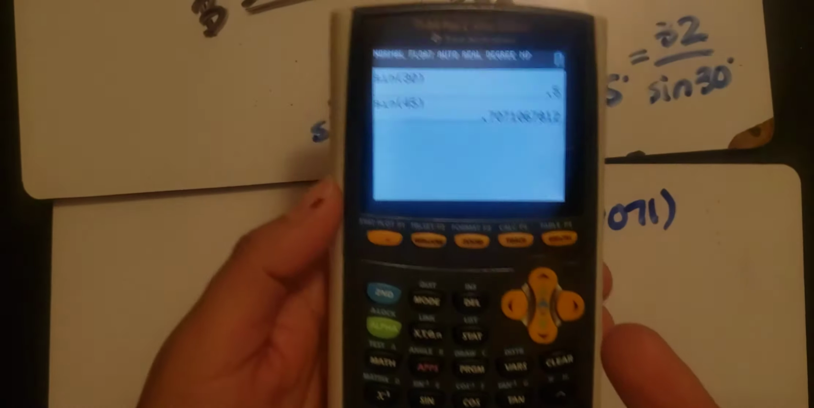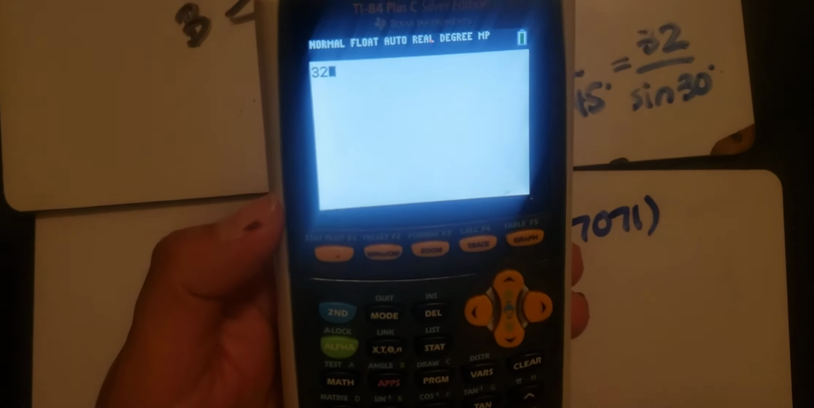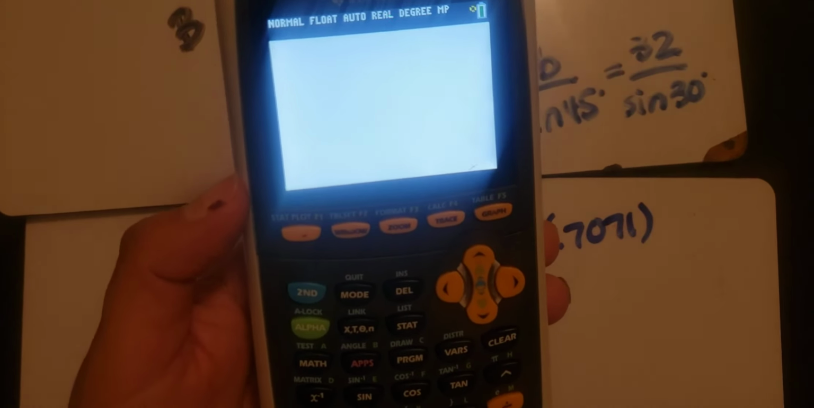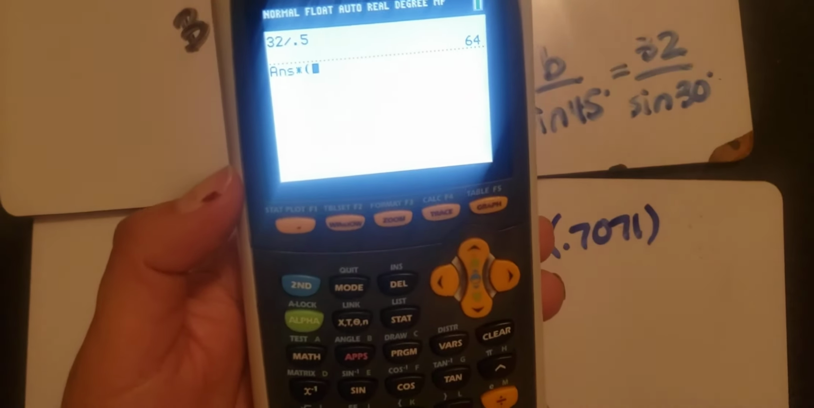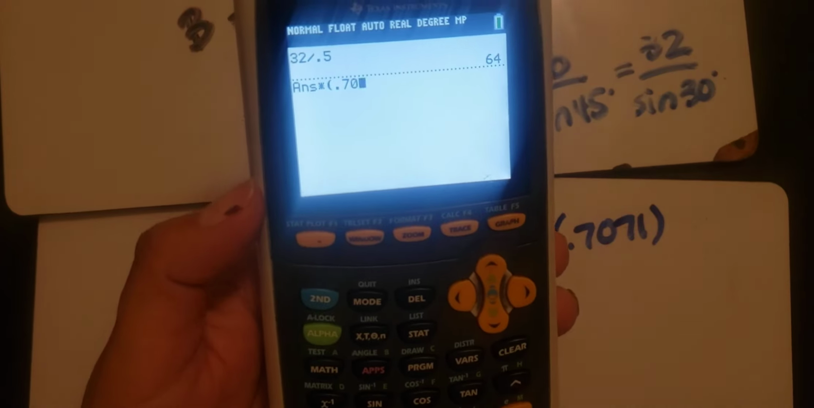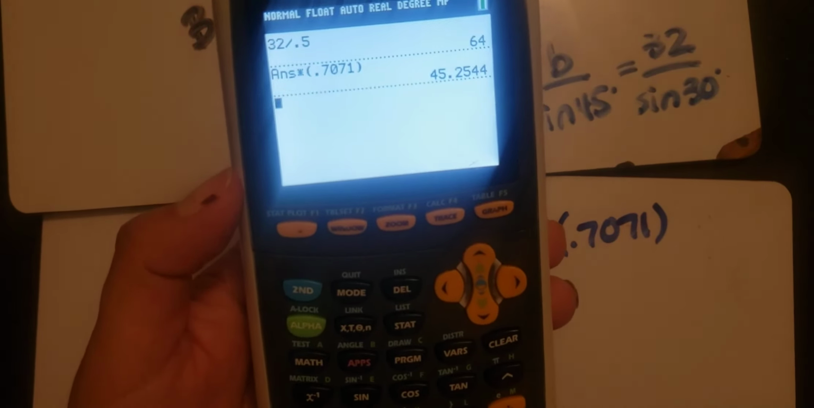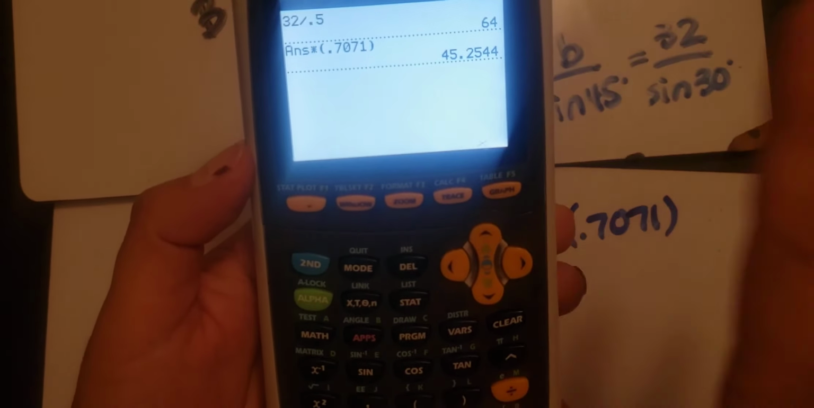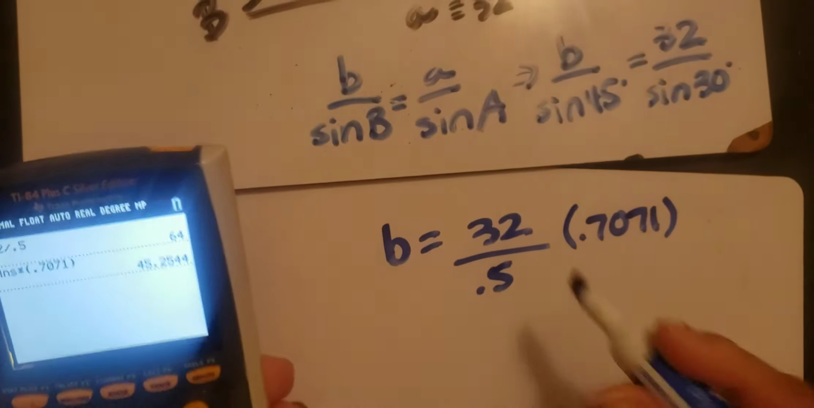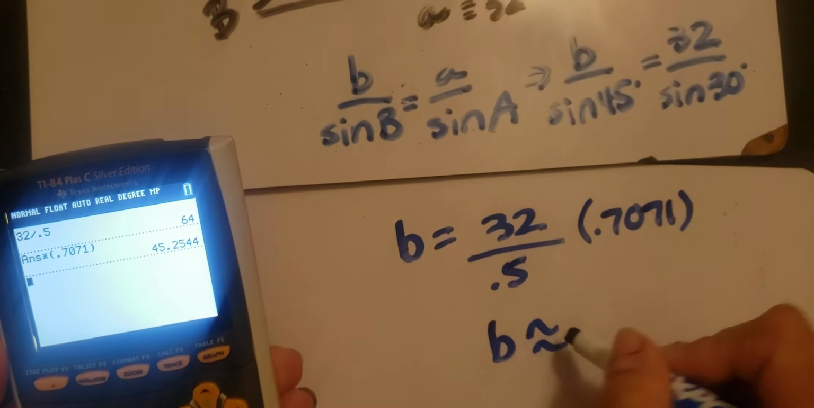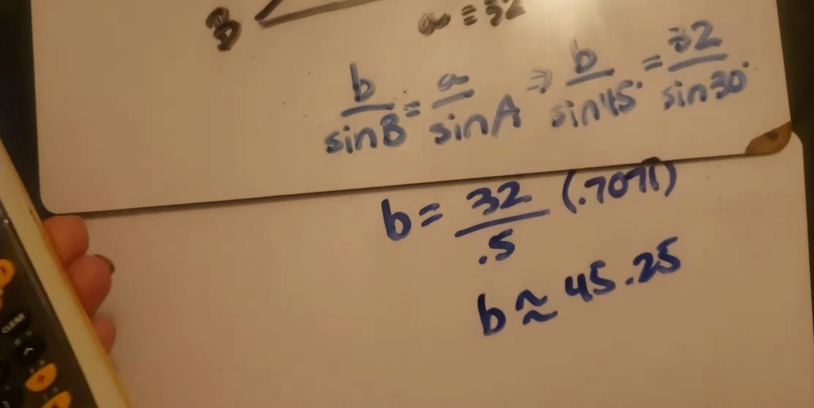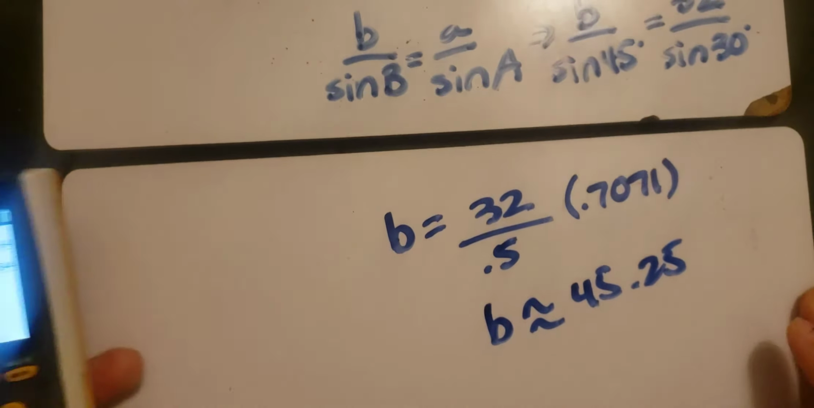Now I could just enter this in my calculator. Now, if I want the calculator to do my work, I can do it. I can have it do it all. And I'll show you that in a minute. So that's going to be 32 divided by 0.5, and then times 0.7071. And that'll give me b. And it looks like it's 45.25. Okay. So b is approximately 45.25.